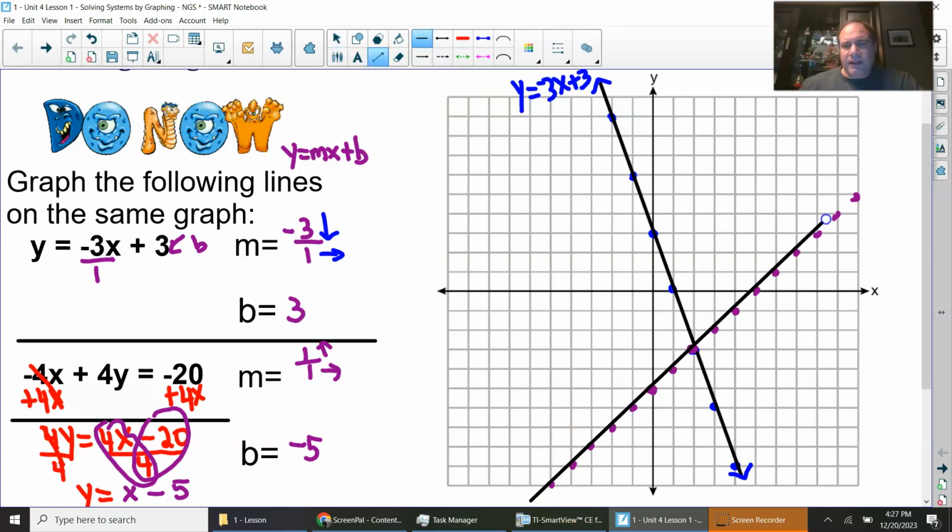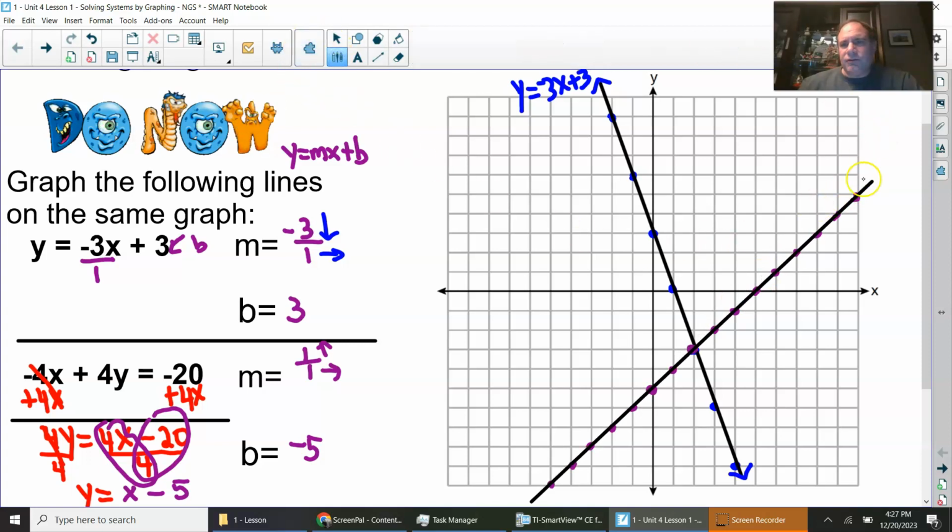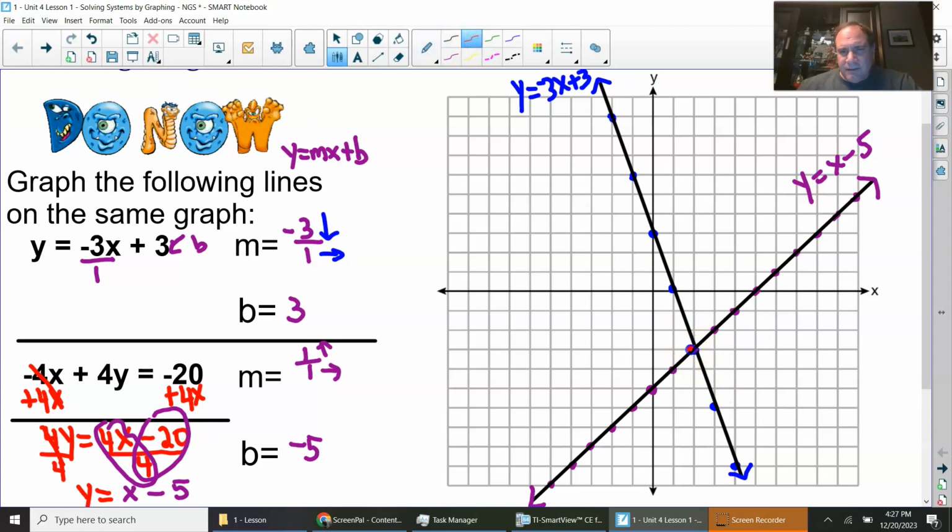Let me see if I can draw that straight line connecting all of the points. And remember, don't forget the arrows on each end. And then label the line: y equals x minus 5. This right here is known as the solution, where it crosses. So it is 2, -3. So the solution is always a coordinate, 2, -3. And that's that point right there.